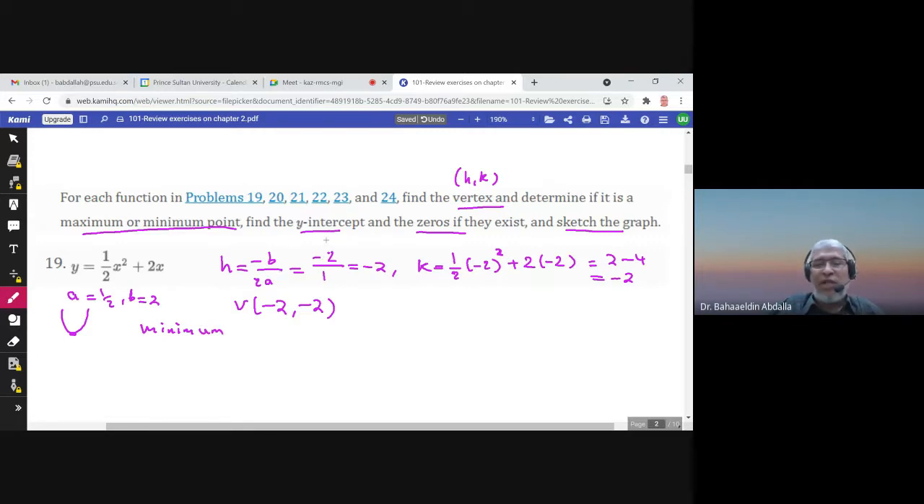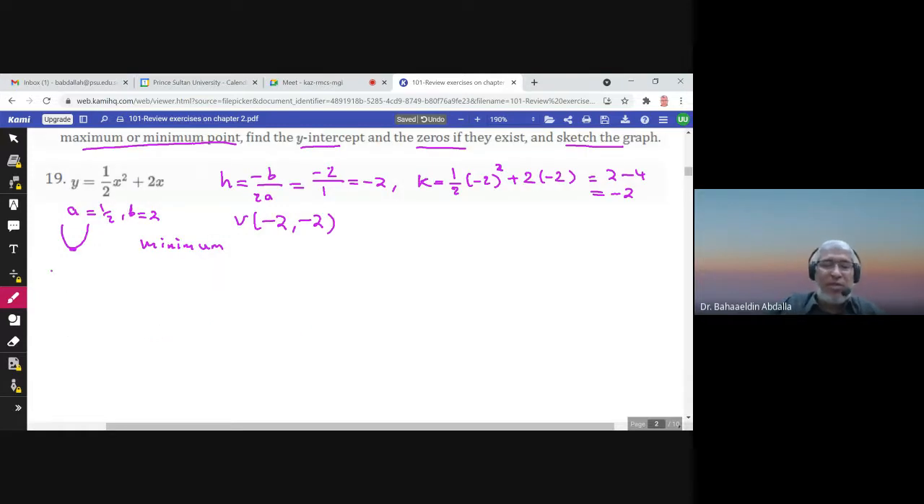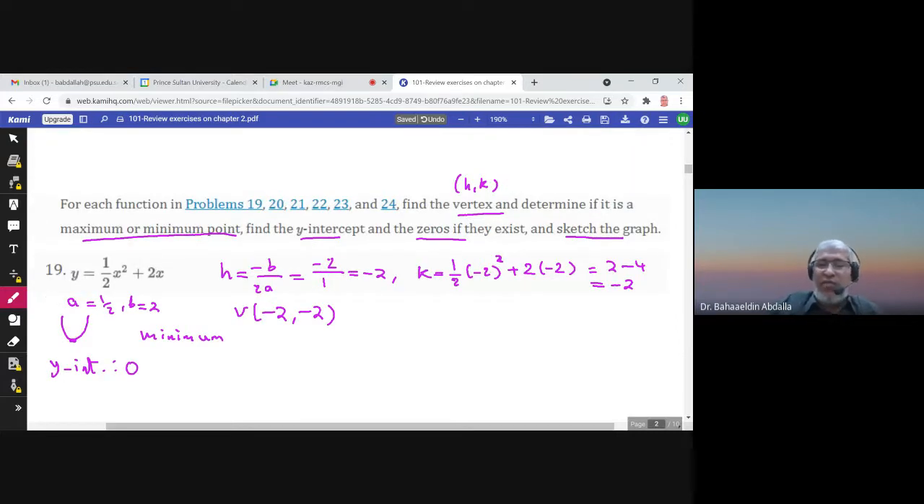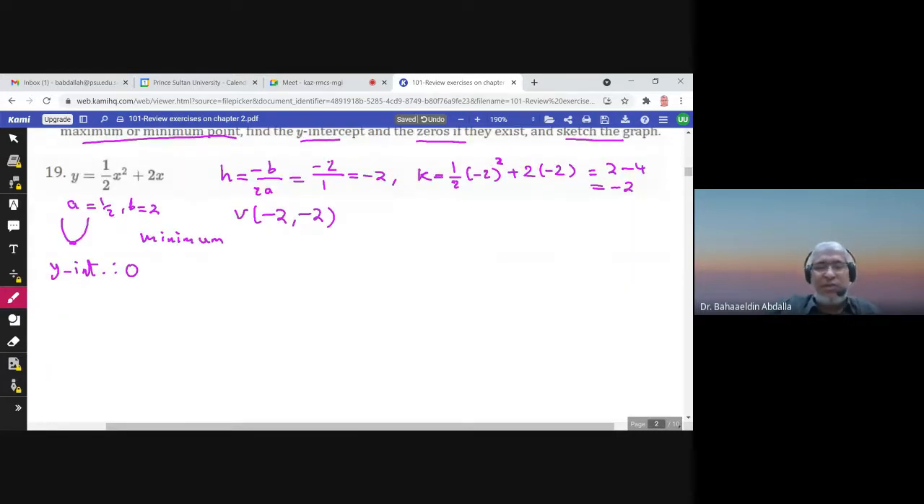Find the y-intercept. Well, the y-intercept, when we put x equals 0, half times 0 plus 2 times 0, you get 0. So the y-intercept is 0. Find the zeros if they exist. Well, for the zeros, we put y equals 0. They are the x-intercepts. The zeros are also the x-intercepts.